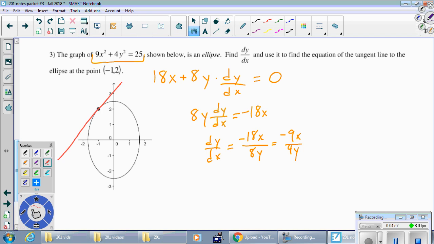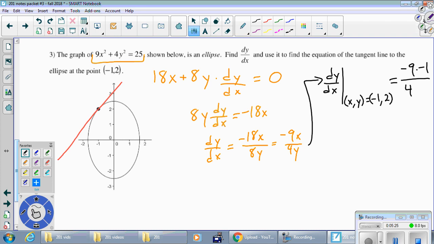And we need to find the slope. We do have a generic slope. dy dx generally is this negative 9x over 4y, but we want the specific slope at our point. So it's a little bit awkward, but there is a way to write the notation here. We're plugging in the point x comma y equals negative 1 comma 2. And when we plug in, it's supposed to be negative 9 times the x, so negative 9 times the negative 1, divided by 4 times the y, 4 times the 2. So altogether that is equal to 9 over 8. And that is the slope of that red tangent line in that picture.